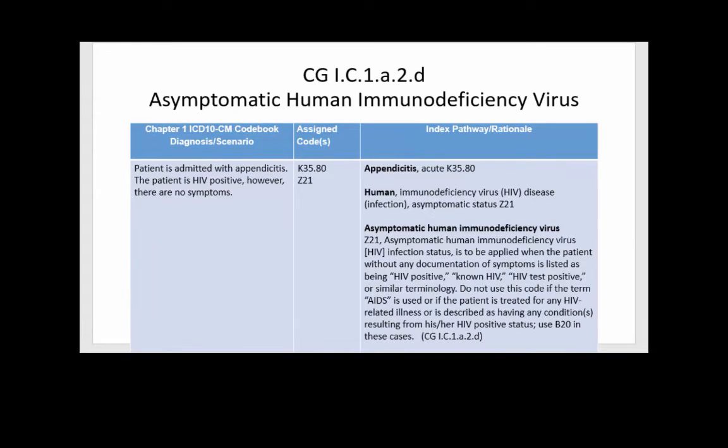An asymptomatic person, like this person is admitted with appendicitis, is HIV positive but no symptoms, you're going to use the Z21 code for the asymptomatic HIV. If the physician had used the term the patient has AIDS, as you can see from the guideline, you would have to use B20. Or if the patient has had any history ever of having had an HIV-related condition, then you're going to always use B20, never going to use Z21.